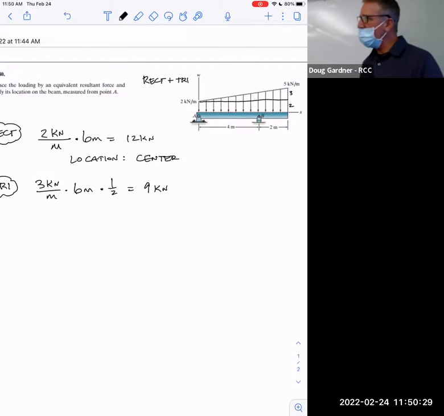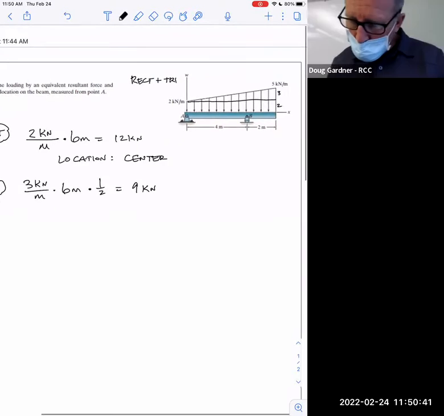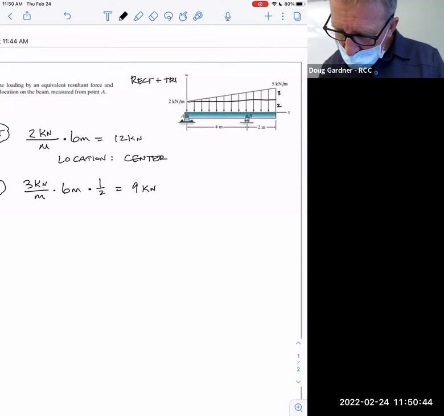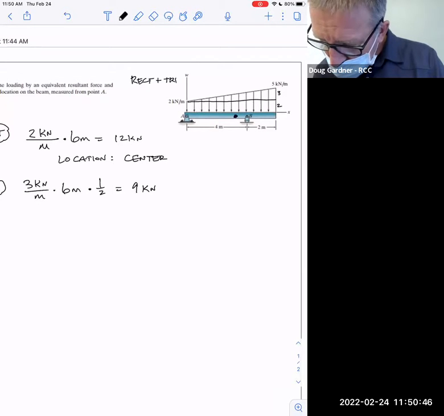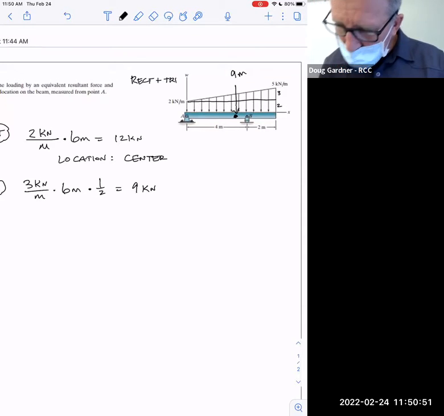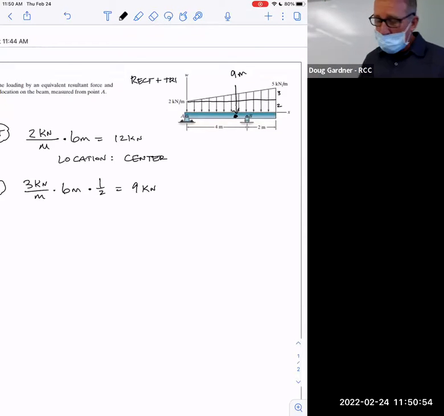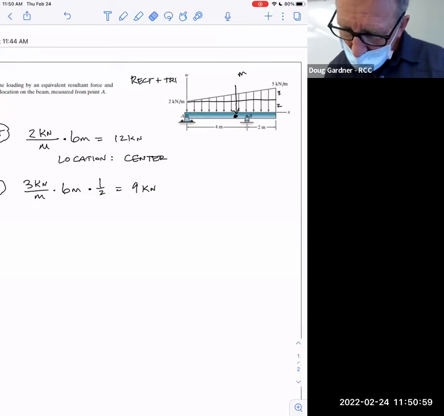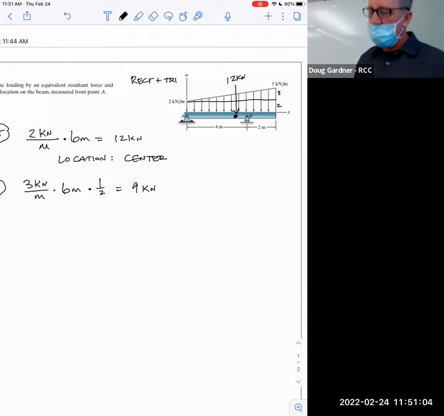Notice I did not need to do calculus to come up with that. Even though there were infinitely many forces, I could do calculus to find the area under that curve, but I didn't have to. So do you agree then that my 12 kilonewton force would be right there in the center? Since that's 6 meters, that'd be 3 meters from both sides. That's where my 9, I'm sorry, I screwed that up, 12. It's not meters, it's kilonewtons. This is where my 12 kilonewton force would be, right in the center. You agree with that?